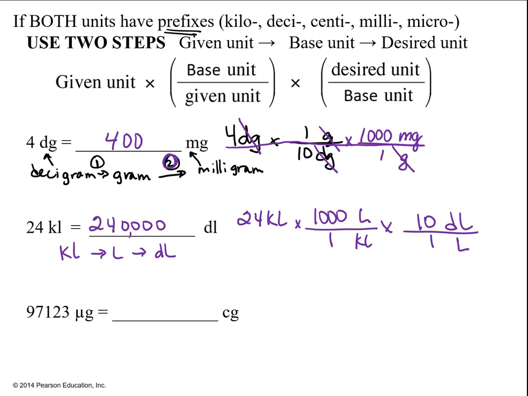See if you can set this last one up. This last one's going from really tiny measurements to small measurements. 97,123 micrograms. Convert that to centigrams.